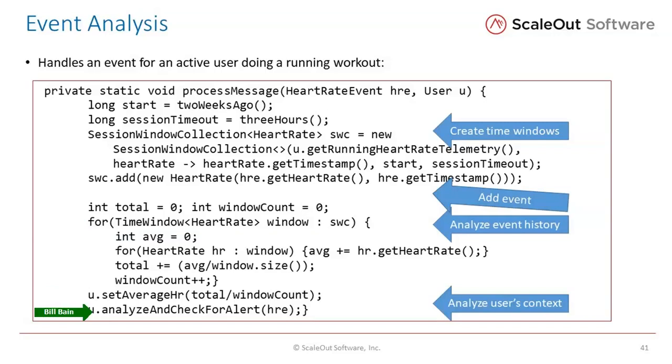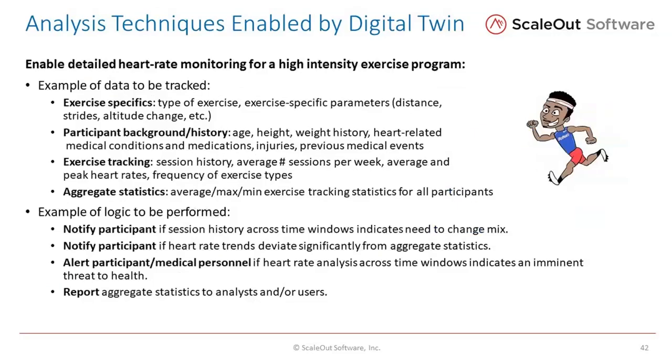Now, I'm not going to describe code here because it would be too lengthy, but this gives you an idea of some of the monitoring and feedback we can perform with the digital twin model. We can look at the type of exercise they're performing and give them feedback. We can look at their particular history and medical events to provide alerting.